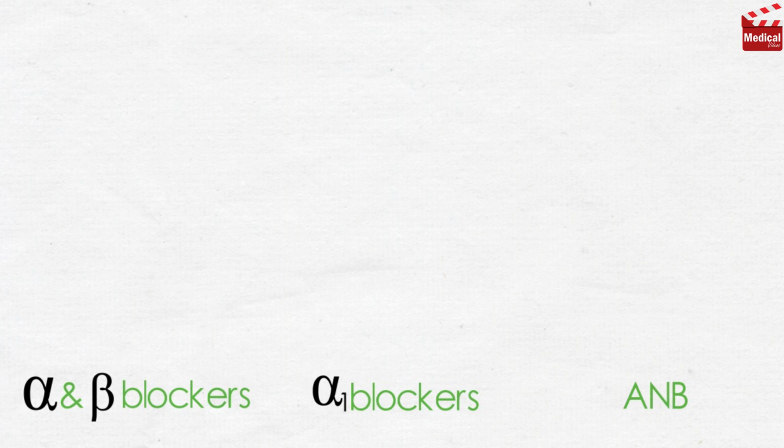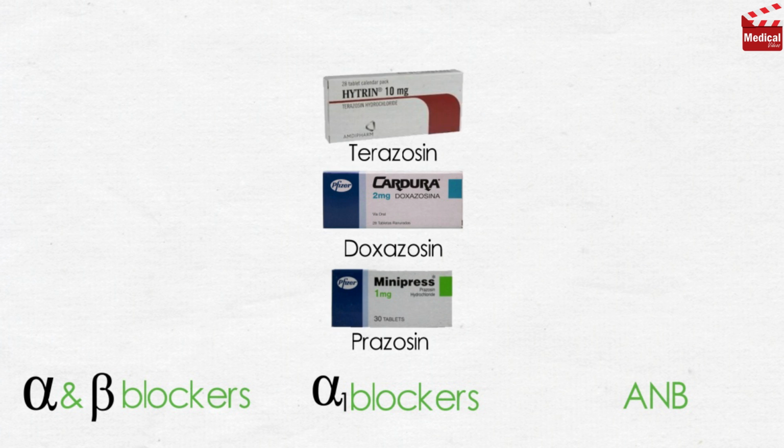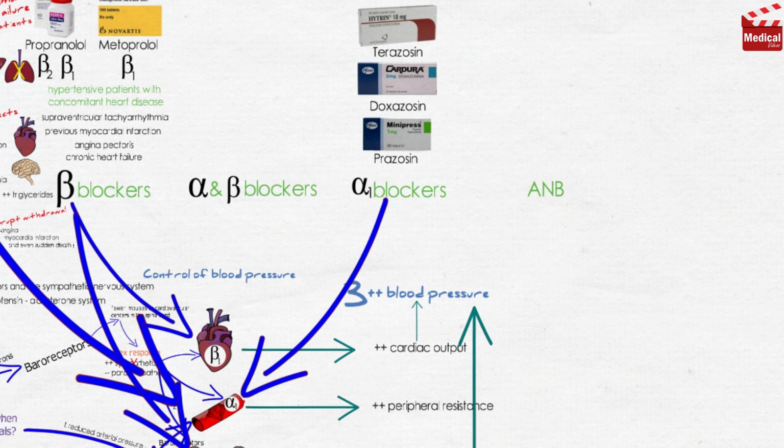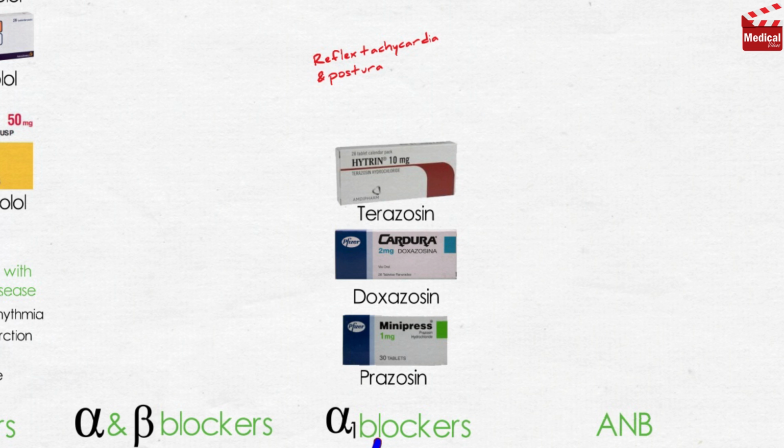And now let's move to the alpha blockers. Prazosin, doxazosin, and terazosin. They are selective competitive antagonists at alpha-1 receptors in the blood vessels, causing vasodilatation and decreasing blood pressure. Reflex tachycardia and postural hypotension often occur at the onset of treatment, and with dose increases, requiring slow titration of the drug in divided doses. Alpha blockers are no longer recommended as initial treatment for hypertension, but may be used for refractory cases.